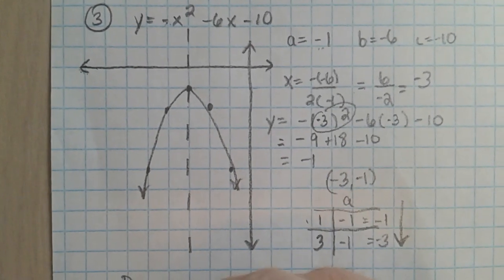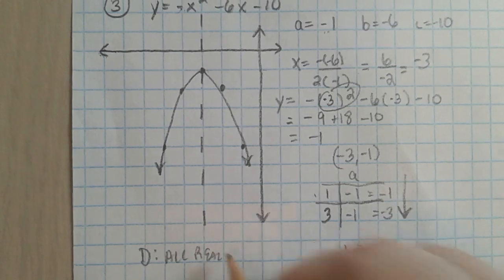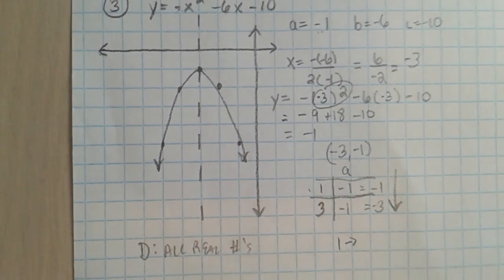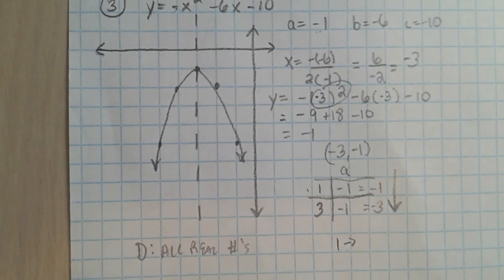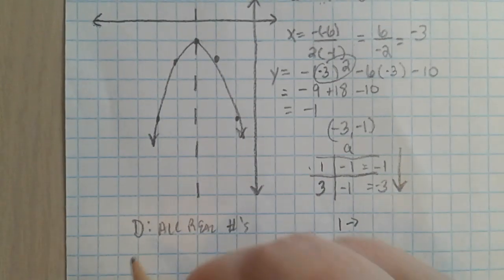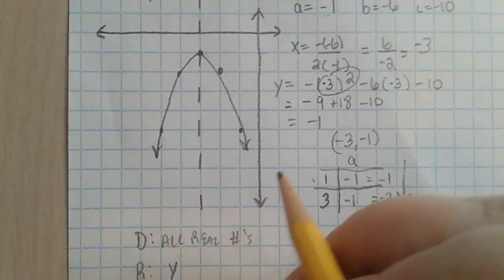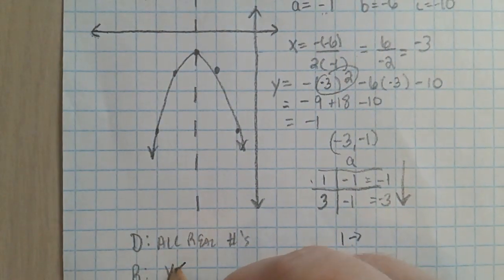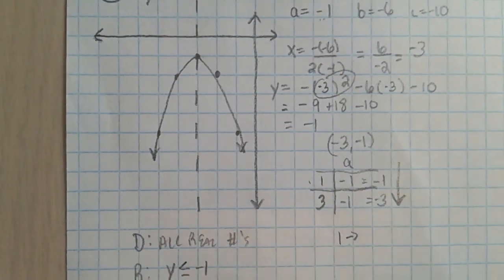Okay, my domain, we said, is going to be all real numbers. Once again, you can plug any number you've ever worked with in your entire life in for x, and you'll get a y value. The range, remember, we're going to take our y value. This opens down, so it's going to be less than or equal to. And what's my y coordinate of the vertex? Negative 1.